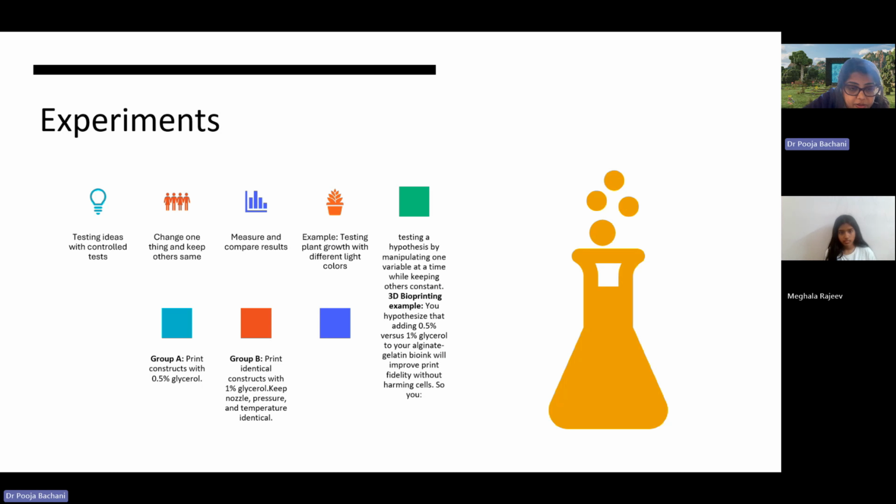So for example, you are testing plant growth with different light colors. So what is the independent and dependent variable here? The independent, the only thing we're changing, is the color of the light. And the things that have to remain constant are the care given to the plant and the type of plant we're using. Yes. Okay, now coming to the interview part.